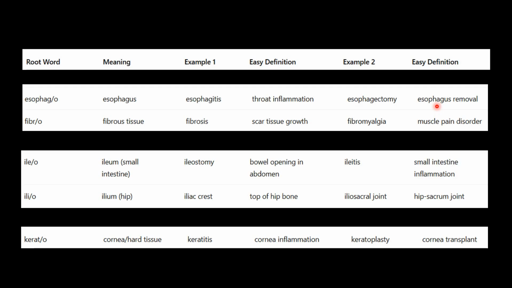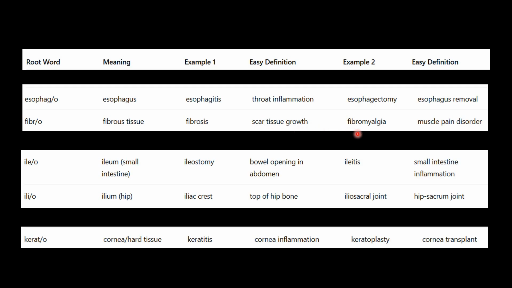Esophagectomy. Okay, now the next root word we have is fibro or fibr, which denotes fibrous tissue. For example, we have fibrosis. Fibrosis means scar tissue growth. So this is something that shows tissue-related growth, which is scar tissue growth.